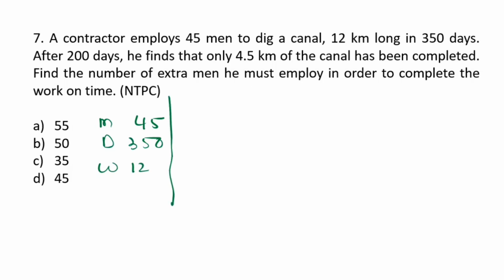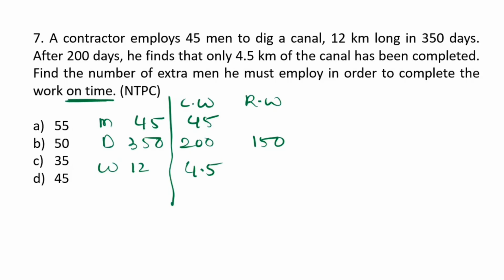Okay. So the entire work is completed by 45 men in 350 days, and the work is 12 kilometer long. Whereas in 200 days, only 4.5 kilometer of canal has been done with the same members, that is 45 members. And how much work is remaining? Remaining days is 150 days they have left, because he is telling that the work must be on time.